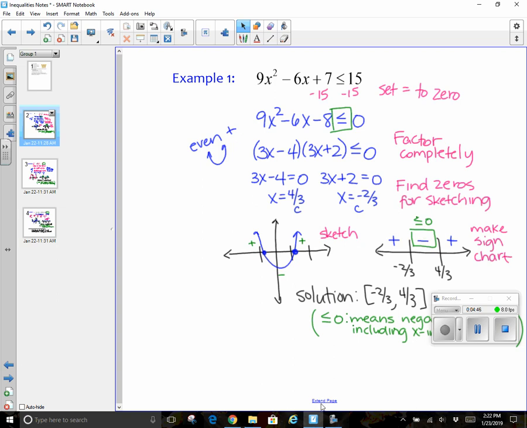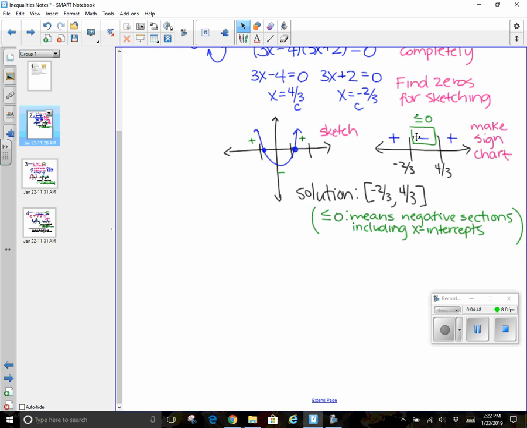So I just want this section of the sign chart because that's the only negative section. And again, it's negative because of less than or equal to. I would use the positive sections if it had said greater than or greater than or equal to. So I would use brackets because of the word equal to, and it's just this section, so it's between negative 2/3 and 4/3. Okay, so less than or equal to 0 means you want your negative sections, including the x-intercepts.